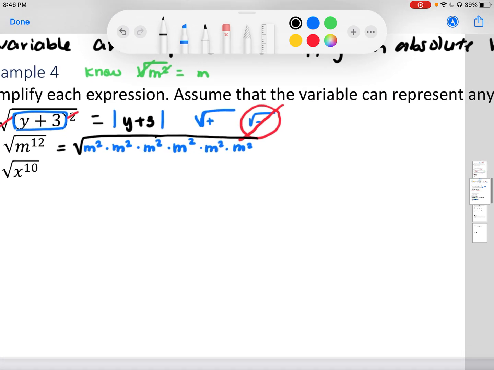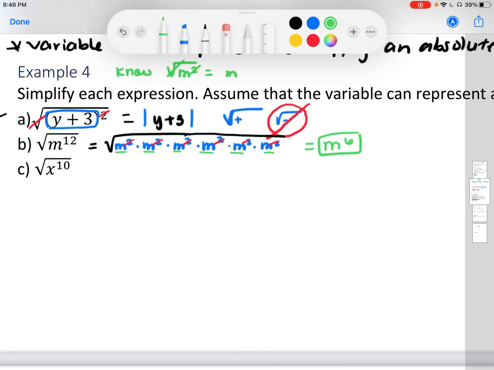Now, each m squared will be canceled off with that radical. So how many m's do we have? That's going to cancel. We're just left with 1, 2, 3, 4, 5, 6. So our answer will be m to the 6th power.